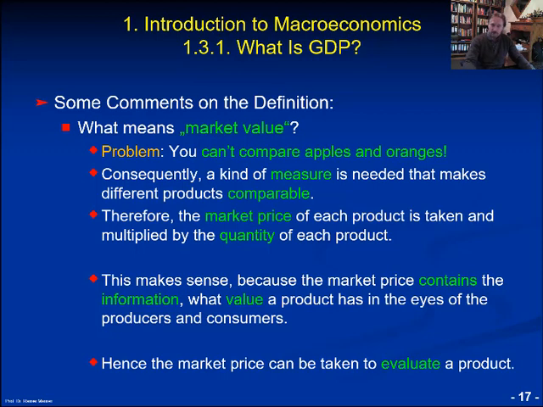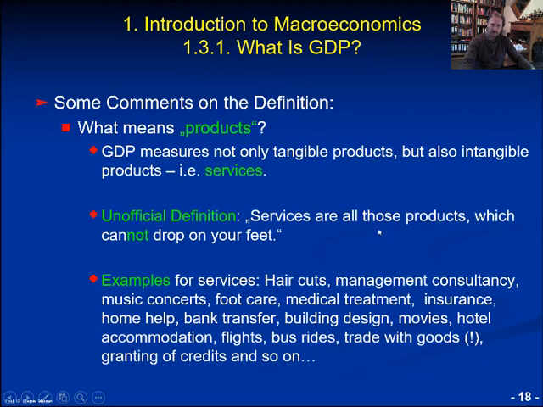And therefore, the market price of each product is taken and multiplied by the quantity of each product. This makes sense because the market price contains the information what value a product has in the eyes of the producers and consumers. Hence, the market price can in fact be taken to evaluate a product. So that is the first point I would like to make.